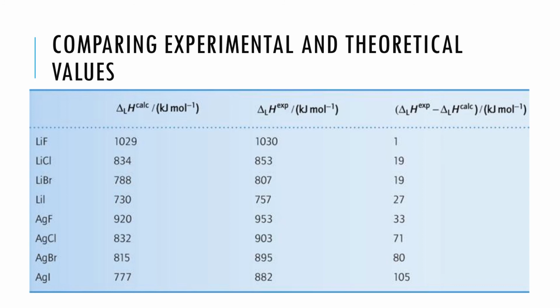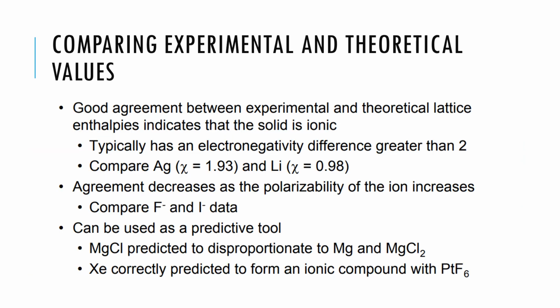However, if you look at silver iodide right at the bottom, the difference between the two lattice enthalpies is 105. And we would therefore conclude that there's a degree of covalency in the bonding model there, and we'd have to invoke other theories of bonding. So, as I said, good agreement between the experimentally and theoretically determined lattice enthalpies indicates that the ionic model is satisfactory to describe the bonding in a solid.